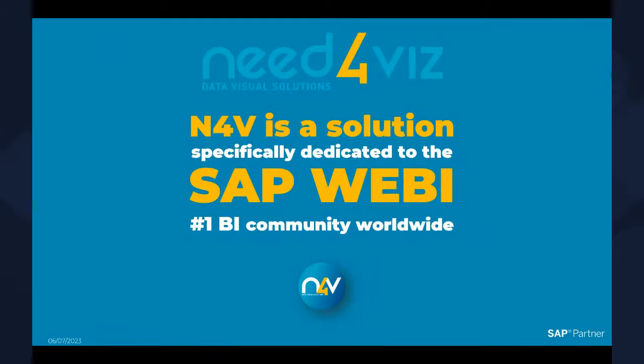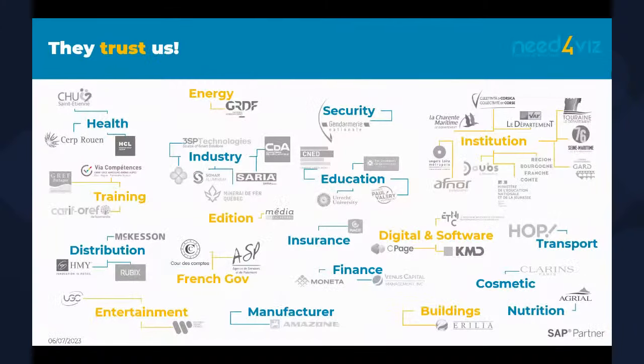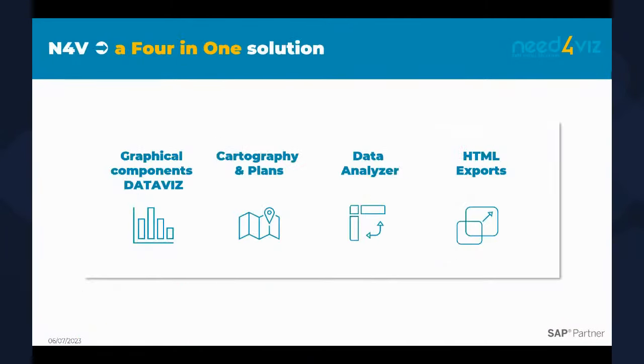Now, N4V is a solution specifically dedicated to the SAP Webi number one BI community. As you can see, we're utilized across many different industries across the globe. We offer a 4-in-1 solution. We allow our users to have the ability to create data graphical components, be able to put their data into cartography and map components, be able to use a data analyzer, as well as be able to export their interactive components for online and offline use cases.